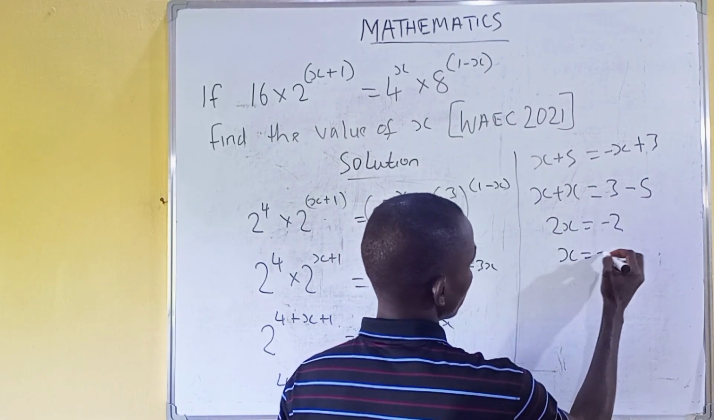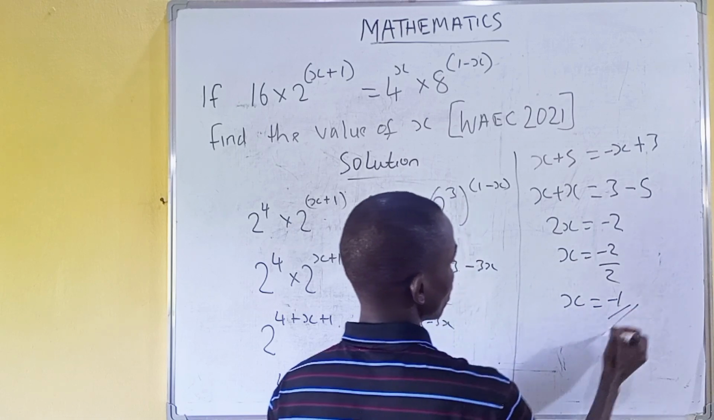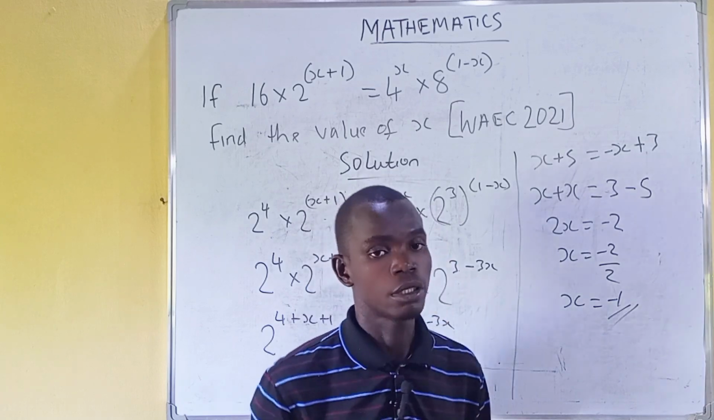So s will now be minus 2 divided by 2. Therefore, s will now be minus 1. This is our answer to this question.